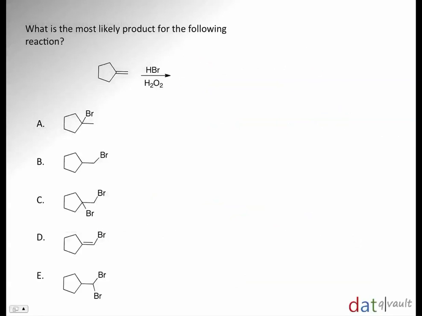Alright, so here's another example. We're going to do an anti-Markovnikov addition example because we're of course using peroxides. So take a second, pick the most likely product out of this reaction, and then we'll go over it together.